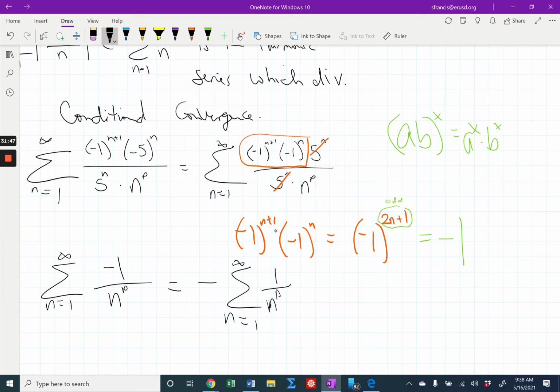When does a p-series converge? This is going to converge when p is greater than 1, because it's just a p-series multiplied by a negative. P-series converge when p is greater than 1. So there you go. I'm going to pause, and I'll be back in a moment.